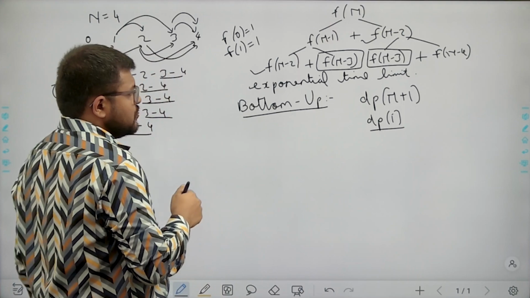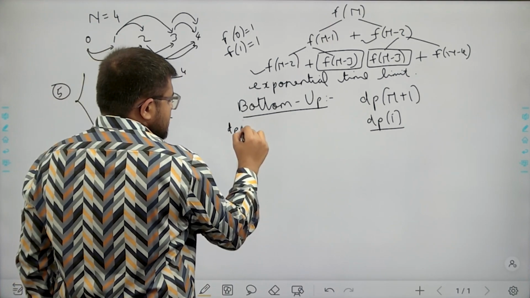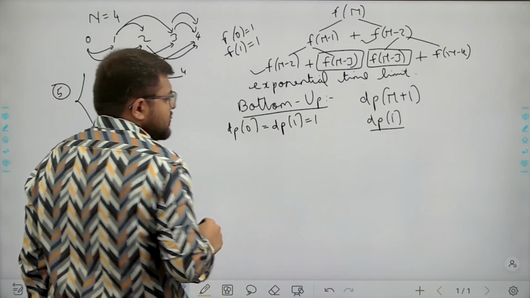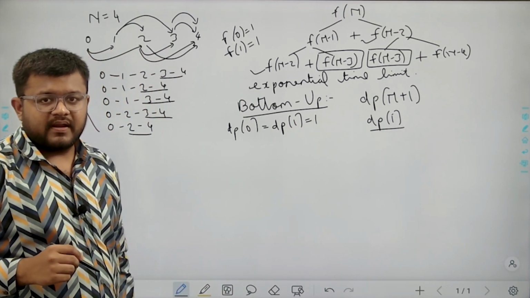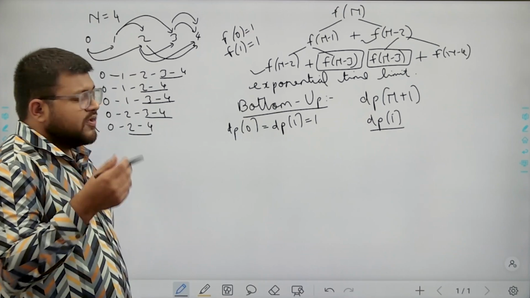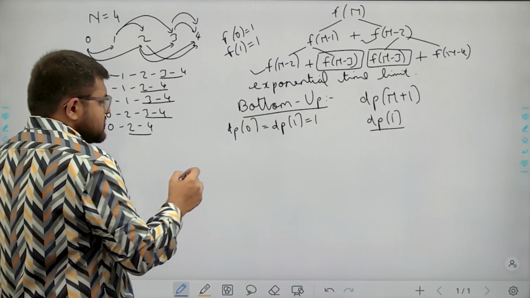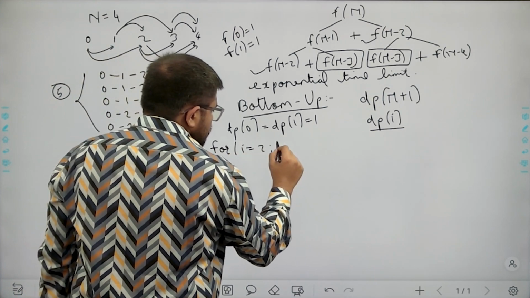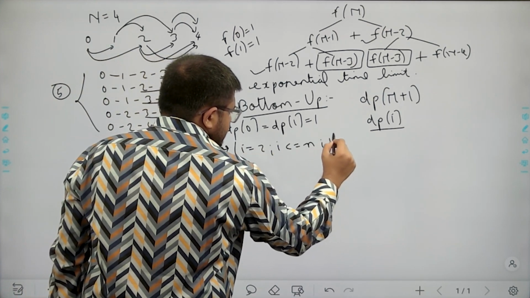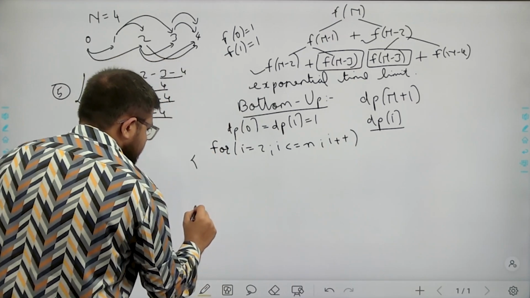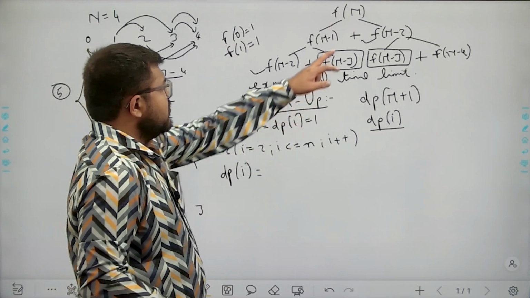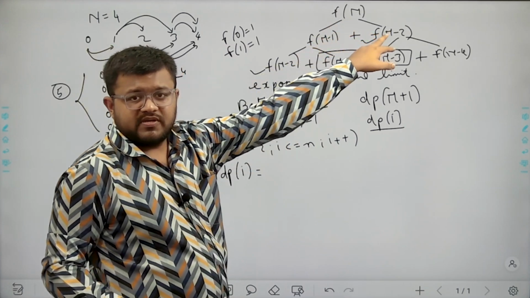Now I need to fill this. So first of all, I need to fill the base case. So I can say dp of 0 equals dp of 1 equals 1. There is only one way to reach point 1, right? Now how can I fill the remaining elements? I can say for i equals 2, i less than or equal to n, i plus plus, dp of i is equal to what? f of n is equal to f of n minus 1 plus f of n minus 2.